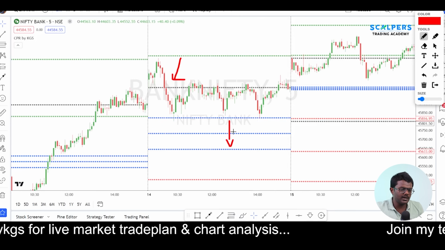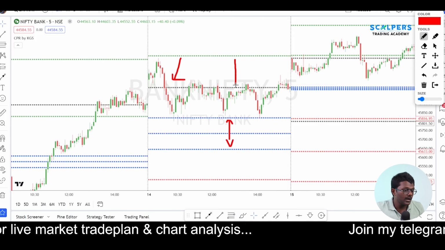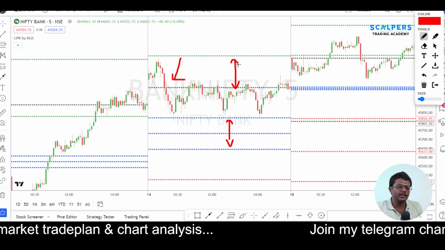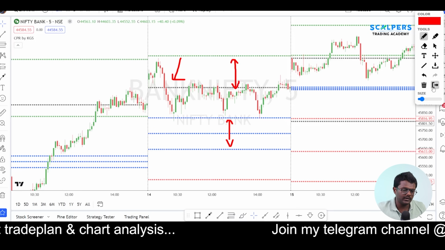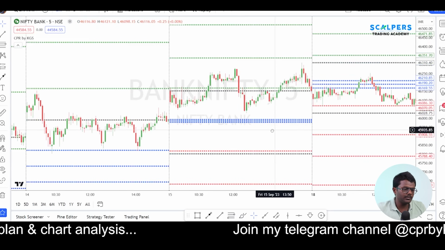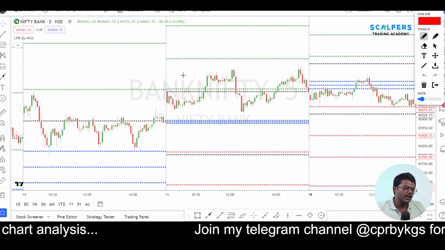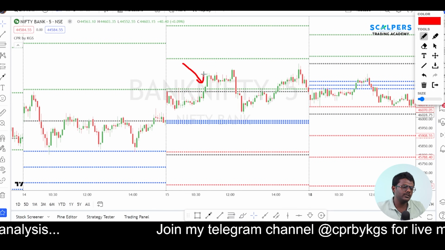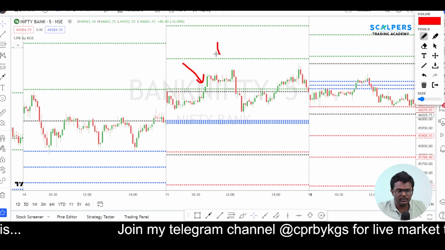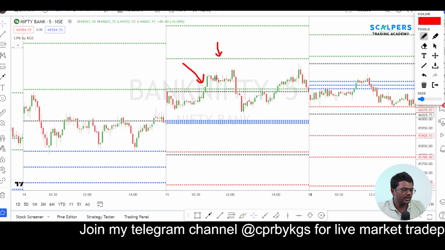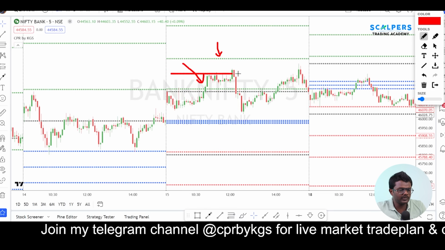Moreover, it is a wide CPR. The distance between the CPR and R1 and previous day high is very high. So probably we will avoid taking trades. On 15th September, I will look for a long position. Maybe when R1 and previous day high is broken, though my target R2 is not reached, maybe I can book my profit at 50% level.